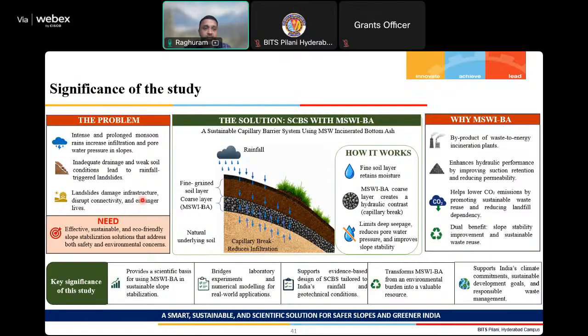So this is the significance of the study. We are trying to look at how we can utilize municipal solid waste bottom ash to stabilize rainfall slope failures. This particular incinerated bottom ash comes in different sizes. We can use it as a fine grain layer, or we can use it as a coarse grain layer depending on the particle size distribution. In this particular study, we are utilizing it as a coarse grain layer.